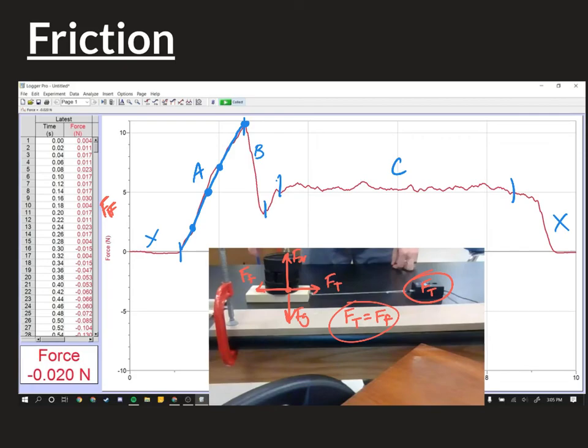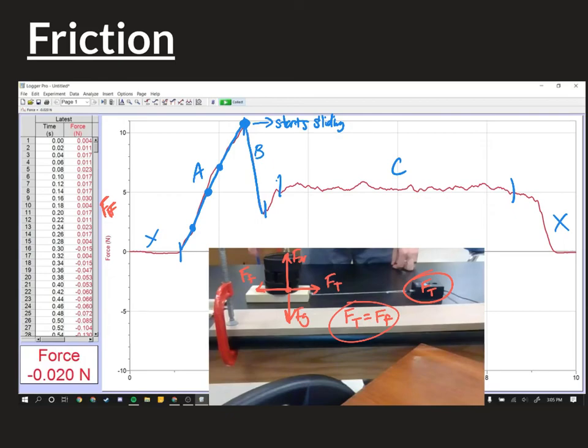And if it's not enough to break static friction, then friction will just equal out that number in the opposite direction. So at this point up here at the top, what's so special about that? Well, if I go back and watch the video, this is where the block starts sliding. So now it starts to slide, there's no more static friction, so my force changes. This section B, this is just it actually getting started and me trying to get it to a constant velocity.